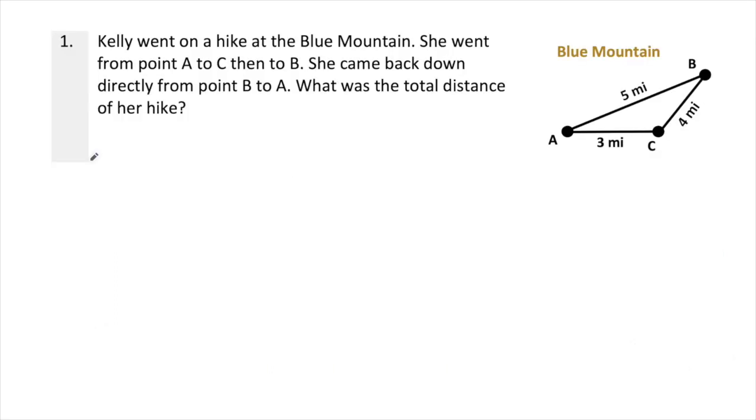For this problem, we need to figure out the total distance of her hike. We know that she went from point A to point C to point B and then back to point A. To solve this problem, we need to figure out the sum of the distance between A and C and B and A. The distance between A and C is 3 miles.